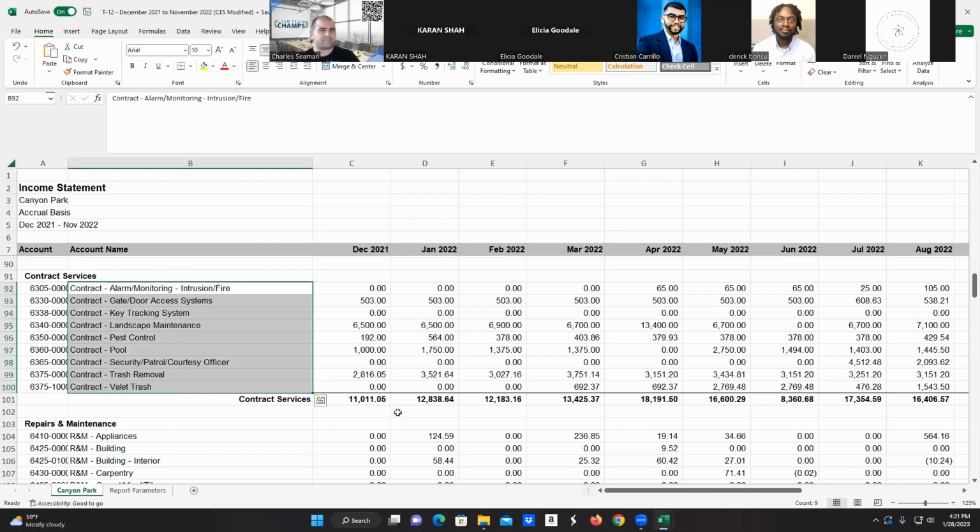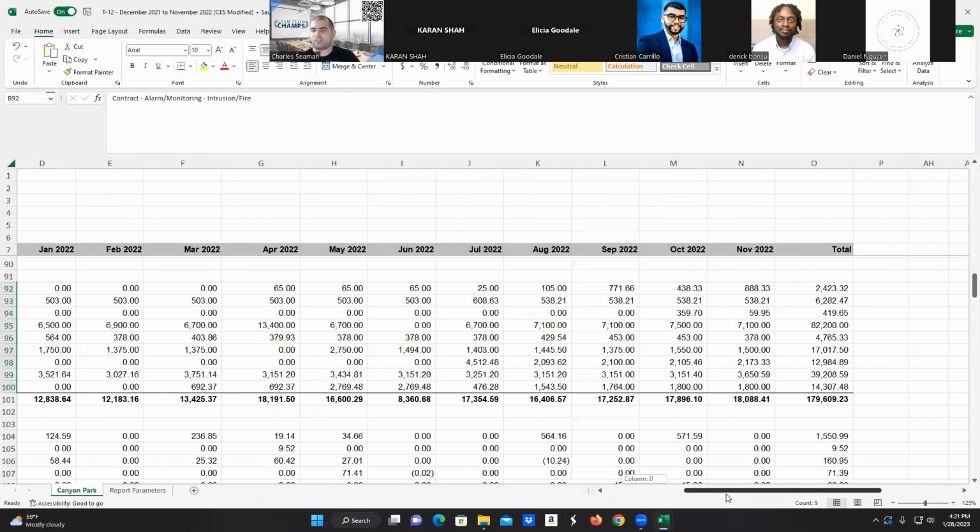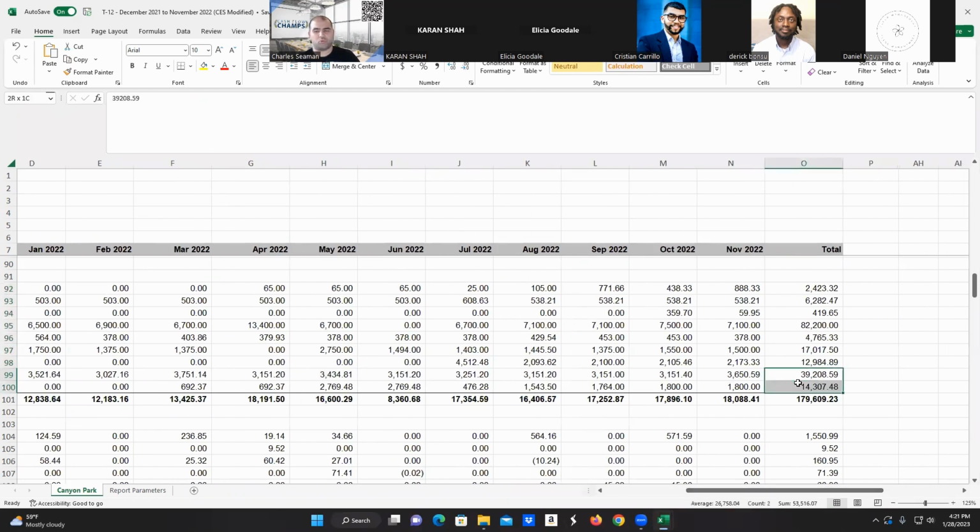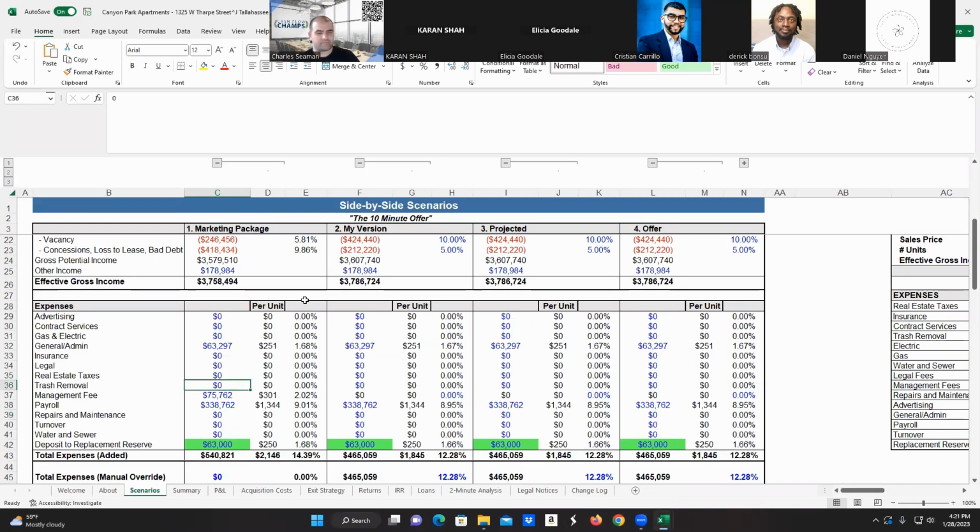I see they have trash, but we do have a separate line item for it. Right, so those last two items for trash removal and valet trash, I'm going to break out and put in our trash removal cost. That's 53,516.07.